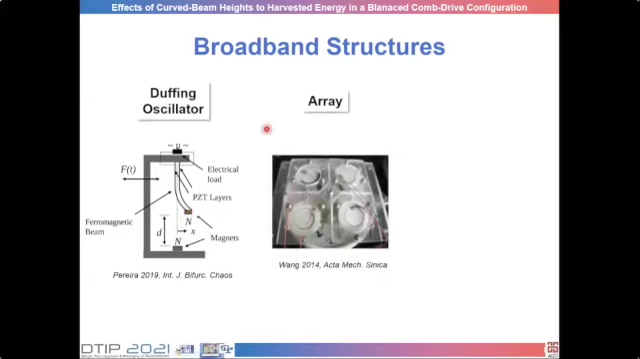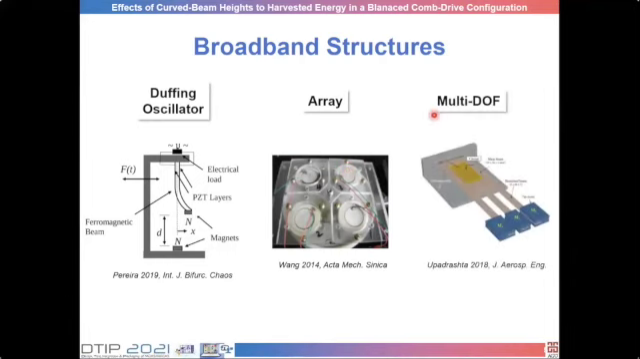In another approach, they included a number of harvesters in an array, and these devices have different resonant frequencies, so that overall the device has the broadband frequency characteristics. In another approach, they use multi-degree of freedom structure, which has number of resonant frequencies which are close to one another.